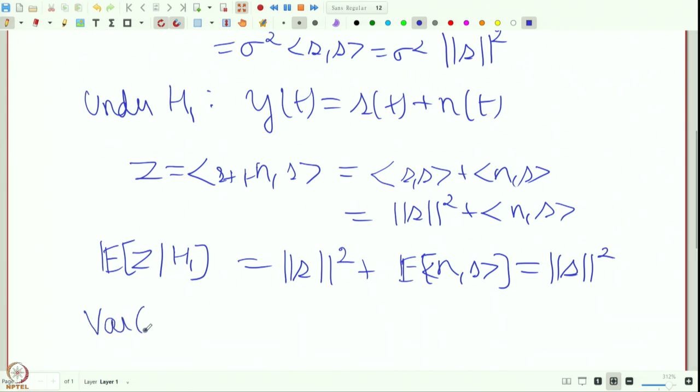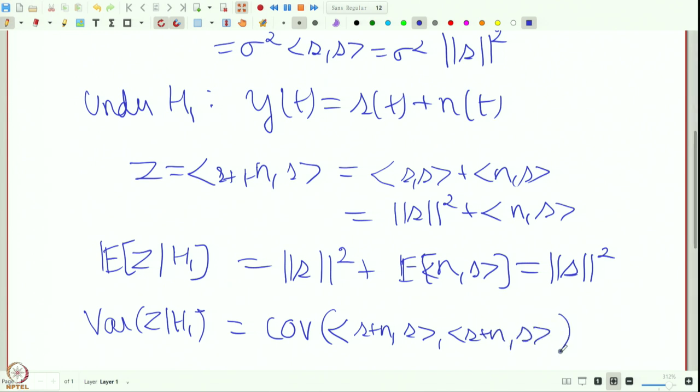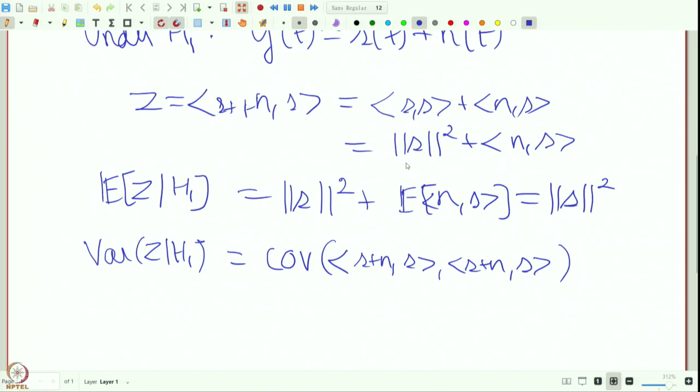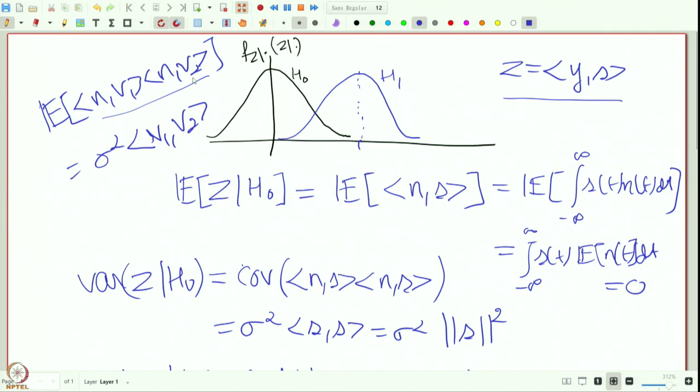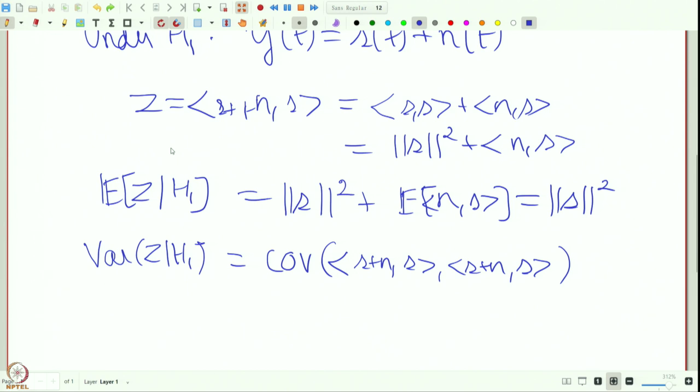For the variance of z given h1, I am just going to use the covariance approach. I will write the covariance of z comma z, that is going to be the covariance of s plus n comma s, and s plus n comma s. If you want to do it directly, there is no problem. But I have this same formula: the expectation of n v1, n v2 is the covariance of n v1, n v2, and I can leave it as is because there is zero mean, so it doesn't matter. This is the same as sigma square times the inner product of V1, V2.